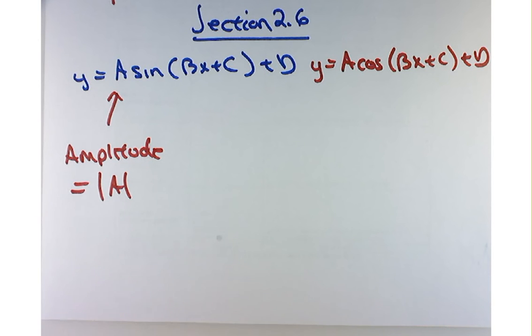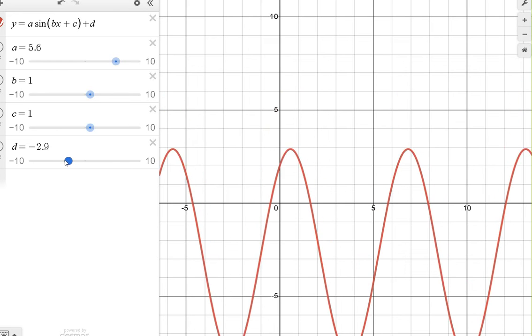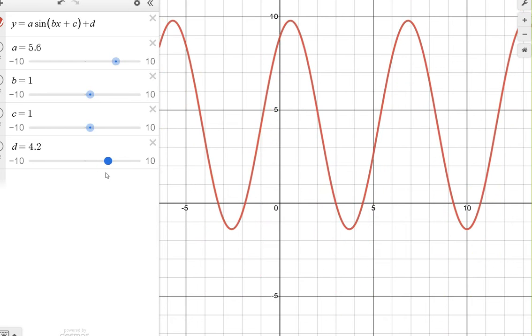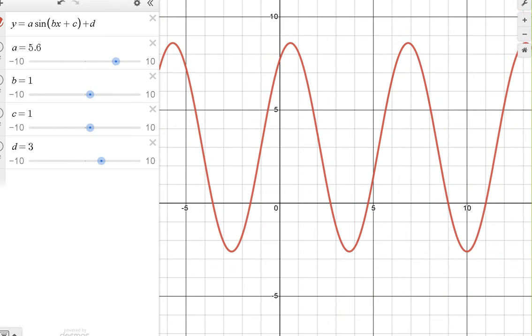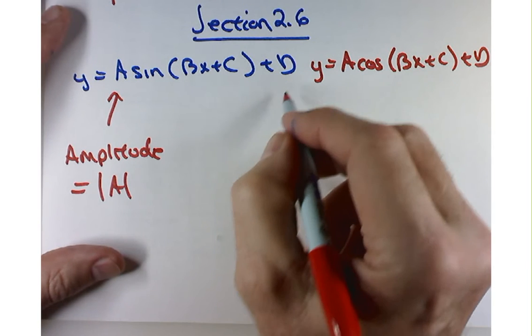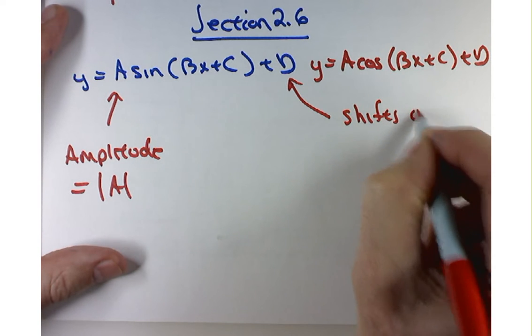Now let's take a look at something else. The easy one. Let's do the low-hanging fruit first. That would be D. What effect does D have on the graph? Yeah, it moves it up. Yeah, it shifts it vertically. So that's going to be your vertical shift. So shift up by D. Shifts up or down by D.